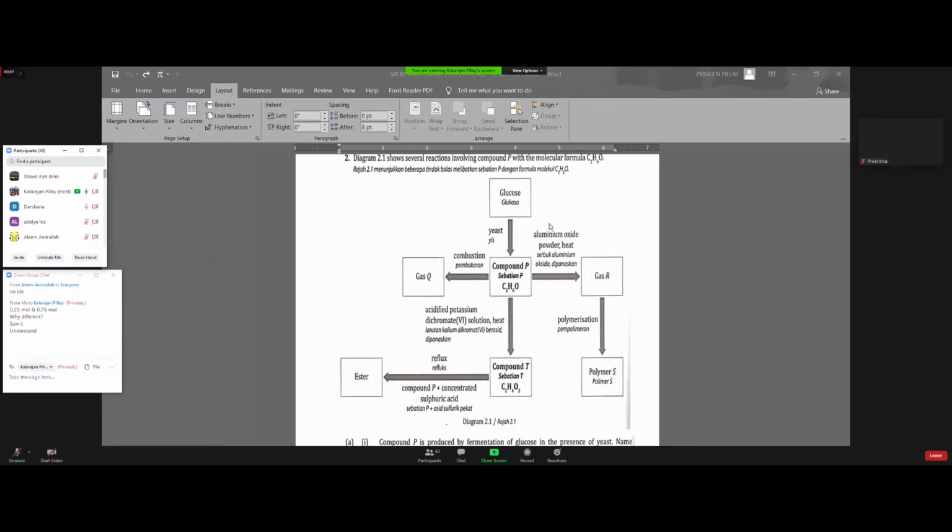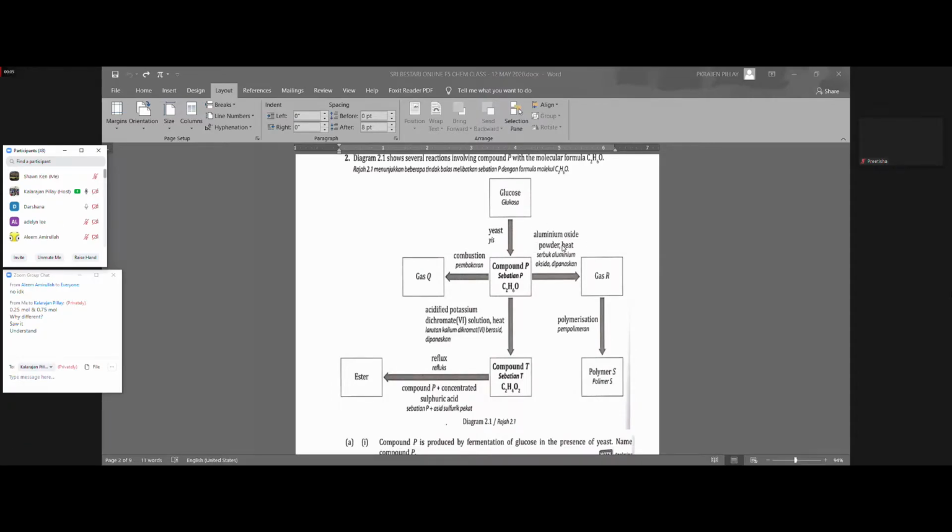Then this aluminum oxide. This one is the same as what we did just now, dehydration. If I don't have porcelain chips, I can use aluminum oxide, and you must heat the aluminum oxide. If this is ethanol, so gas R labeled here, alcohol, gas R is ethene. Hydroxyl, P is propanol. Okay.